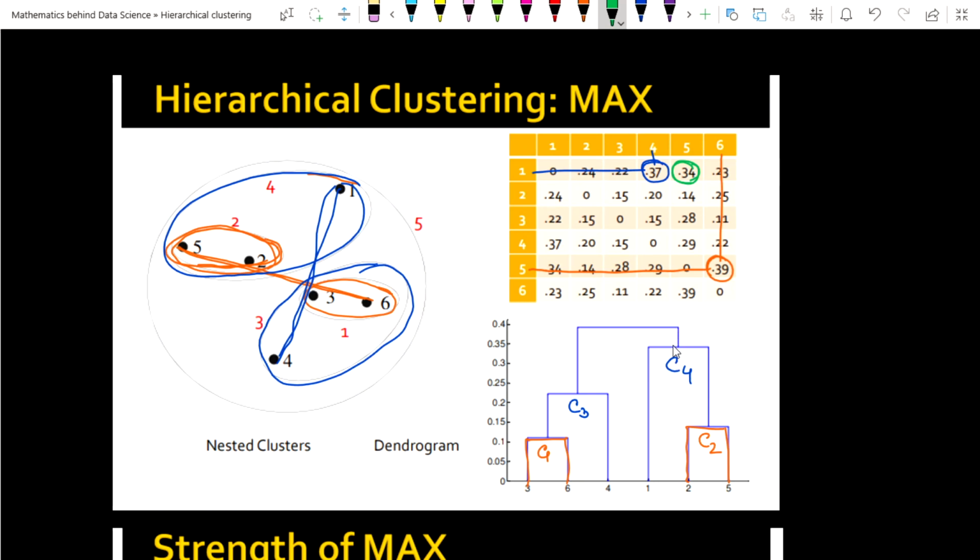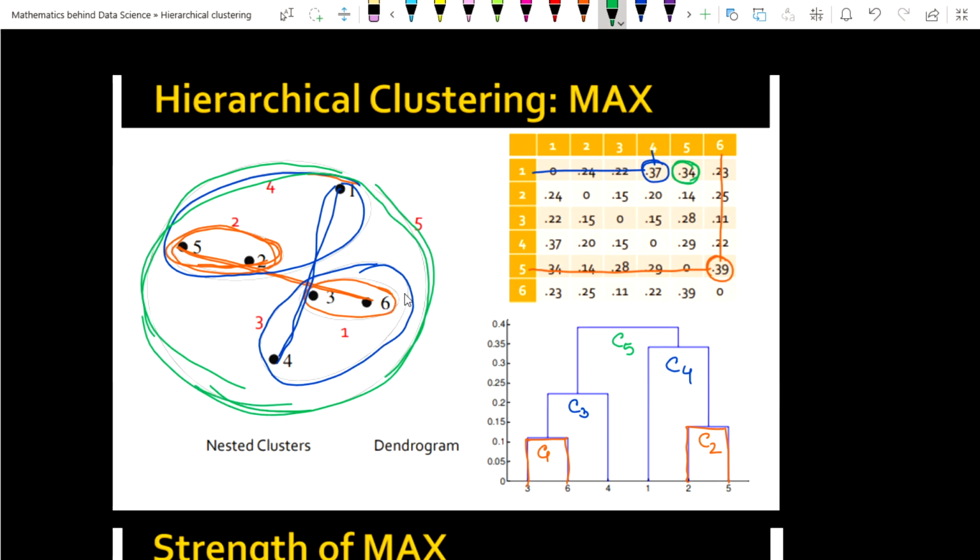So this cluster has already been taken, and the rest is another cluster. If we merge these things into C4, this is a C5 cluster. The concept behind the maximum technique is, if you see this picture very closely, then you will understand the concept.